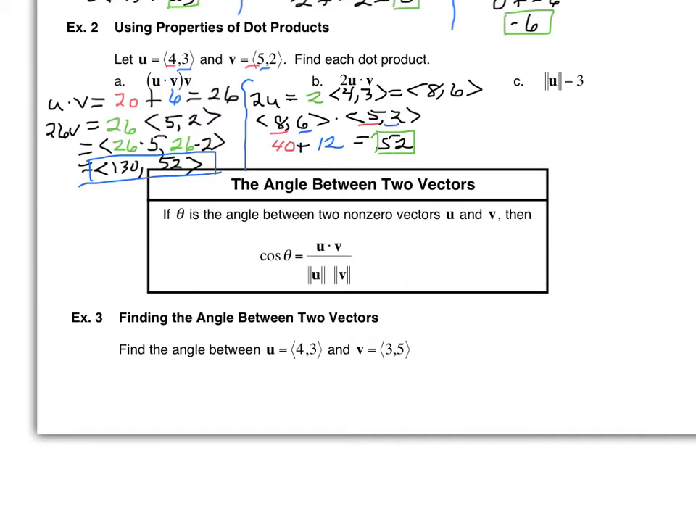Aren't you doing 2 times a vector and then a vector times that number? Right, so 2 times the vector gives me a vector, and then a vector times a vector gives me a number. Oh. Just keeping that straight.